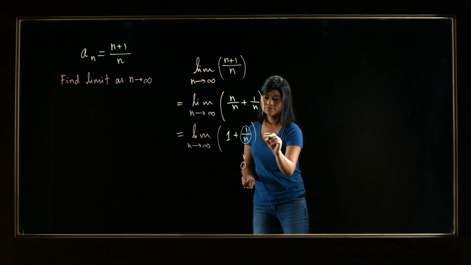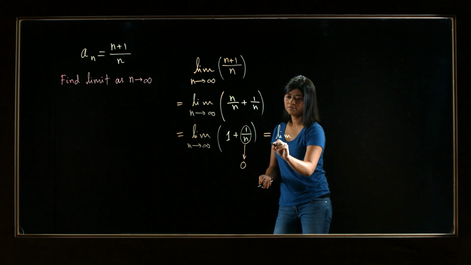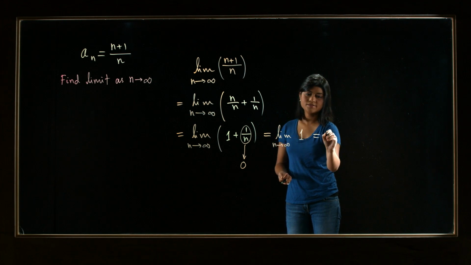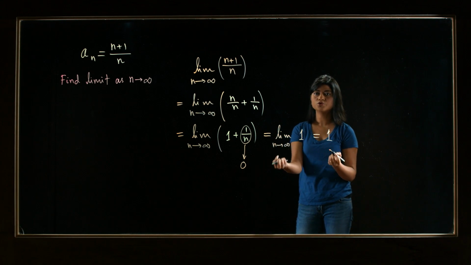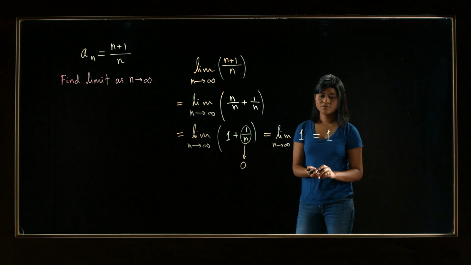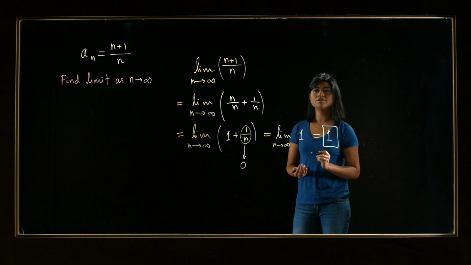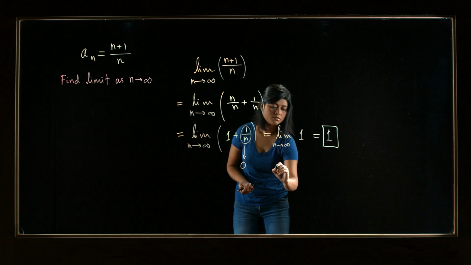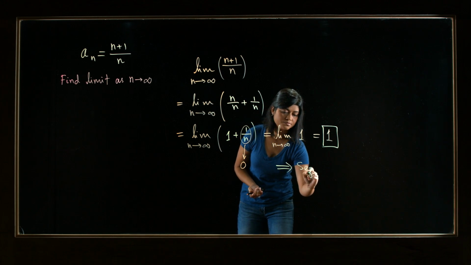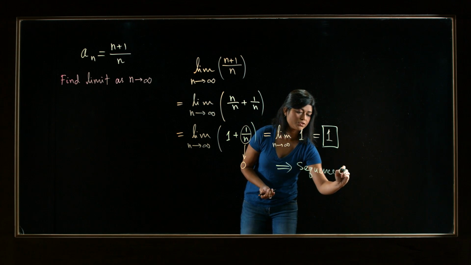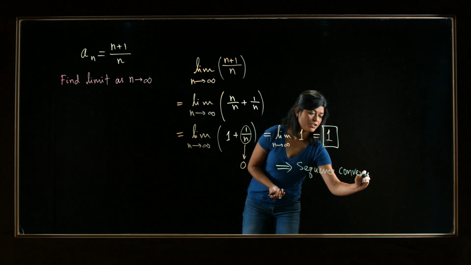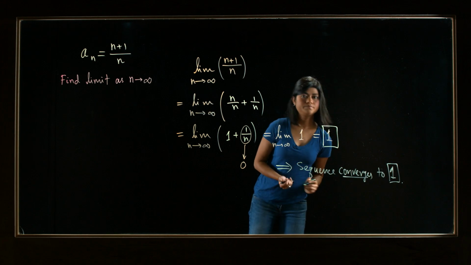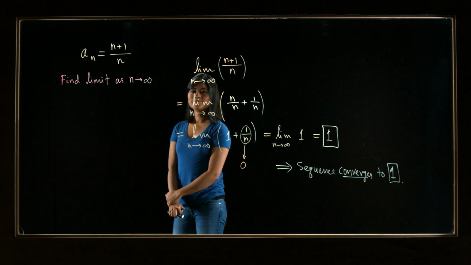And therefore, this is just the limit of 1. And the limit of 1 is 1. It doesn't matter where n is approaching because it's a constant. So this is the limit of the sequence. And since the limit exists, therefore, we also say that the sequence converges, and is converging to 1. So that completes the problem. Thank you.